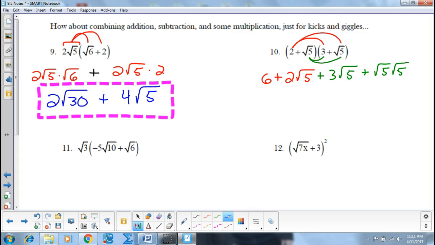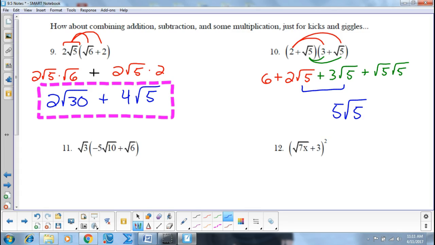So what can we do? You could combine 2 times the square root of 5 plus 3 square root of 5. Okay, what would those combine to be? 5 times the square root of 5. So these two combine to be 5 square roots of 5.